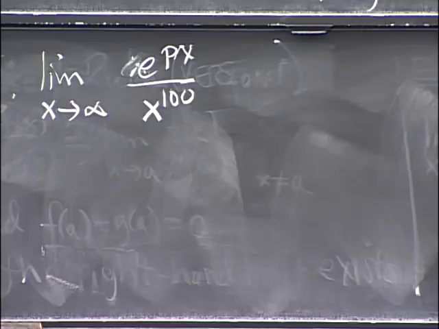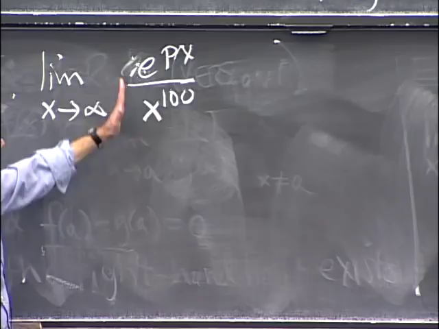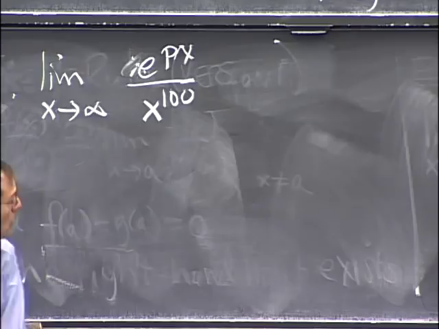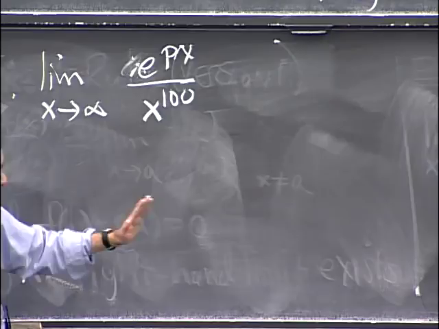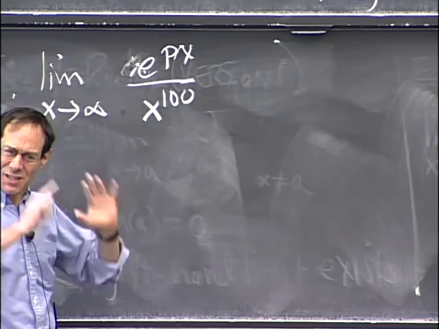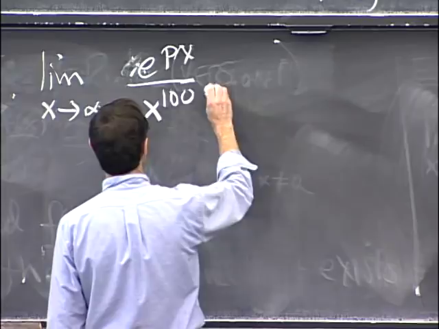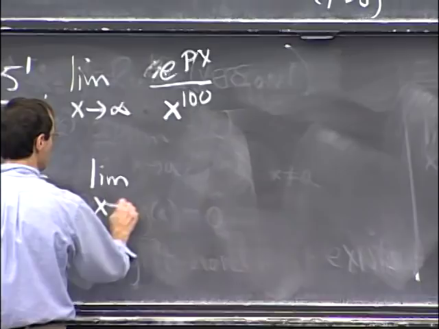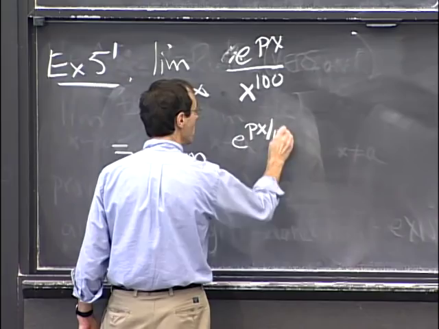Now, this is an infinity over infinity example again, and you can work out what it's doing. But there are two ways of thinking about this. There's the slow way and the fast way. The slow way is to differentiate this 100 times, that is, apply L'Hopital's rule over and over, all the way down. It's clear that you could do it, but it's kind of a nuisance. So there's a much cleverer trick here, which is to change this to the limit as x goes to infinity of the e to the power px divided by 100 over x to the 100th power.